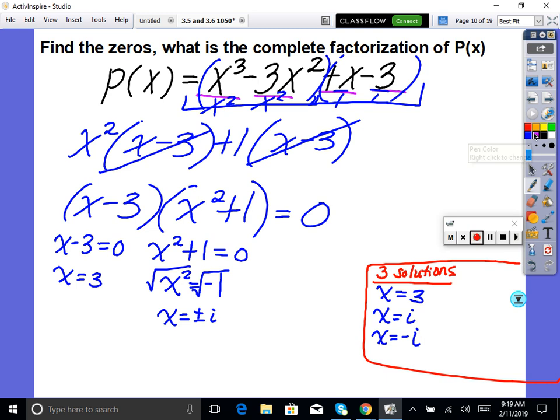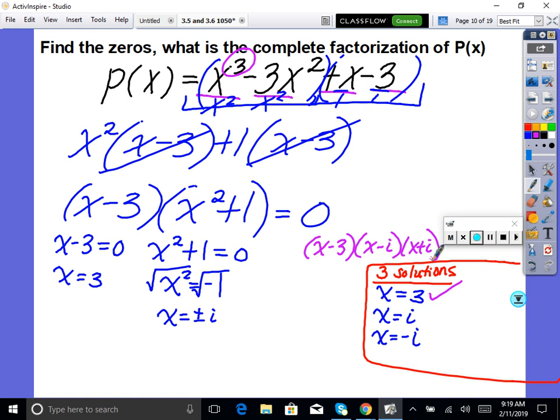Then from there, it wants the complete factorization. So technically, guys, even though we know this didn't factor, if it asks us to completely factor it, that means we need to get down to linear factors. If it's degree 3, there should be 3 linear factors. Because we have the solutions, we'll use those to get the factorization. If we have x equals 3 as a solution, wouldn't x minus 3 be the factor? Then what would be the factor here? Yep, x minus i, and then here, x plus i.